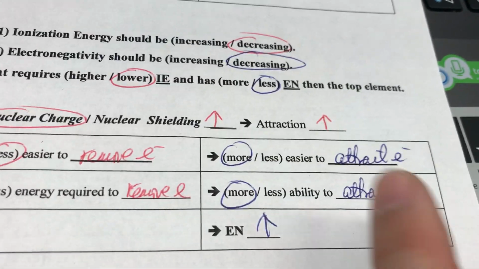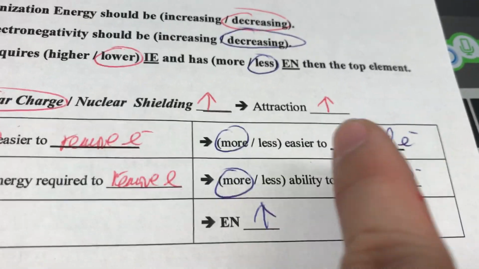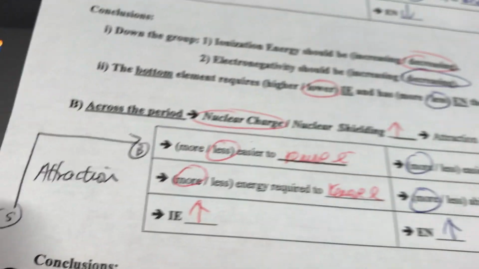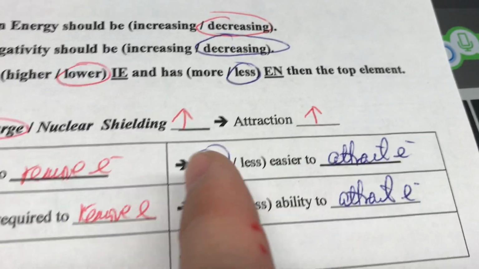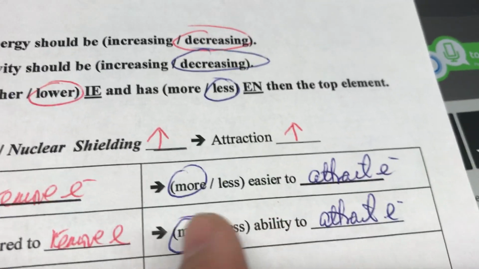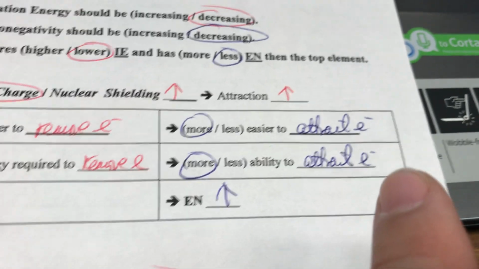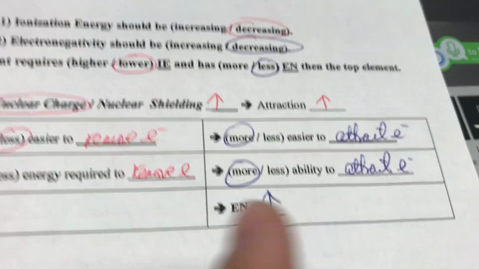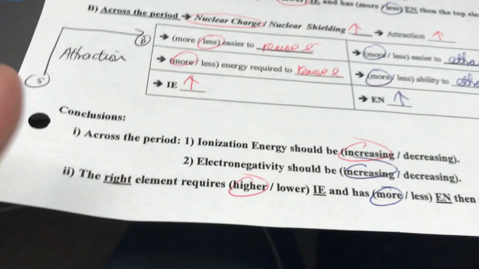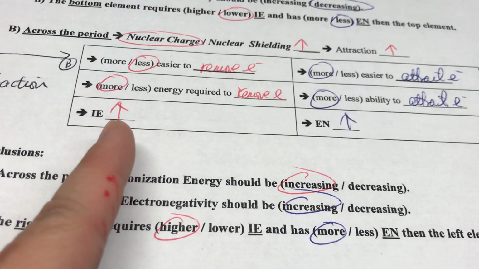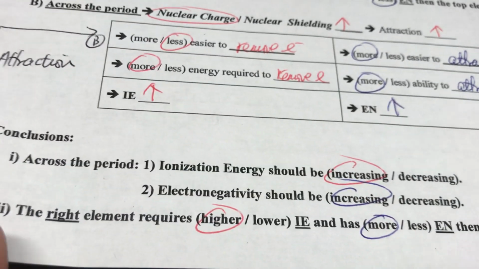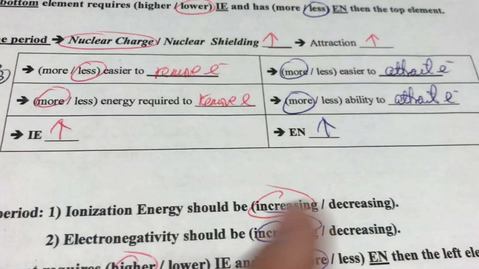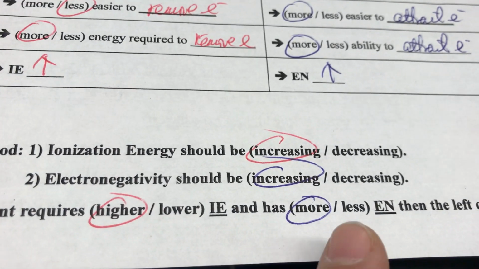And then on the other hand, EN wants to attract electron. So across the period, when the attraction is higher and higher, and I want to attract an electron, that will be easier for me. There will be more ability to attract an electron. So then the EN is going to be high when I go across the period. So as a conclusion, across the period, ionization energy will be increasing and electronegativity will also be increasing. So the one on the right-hand side will have higher IE and higher EN than the left-hand side.